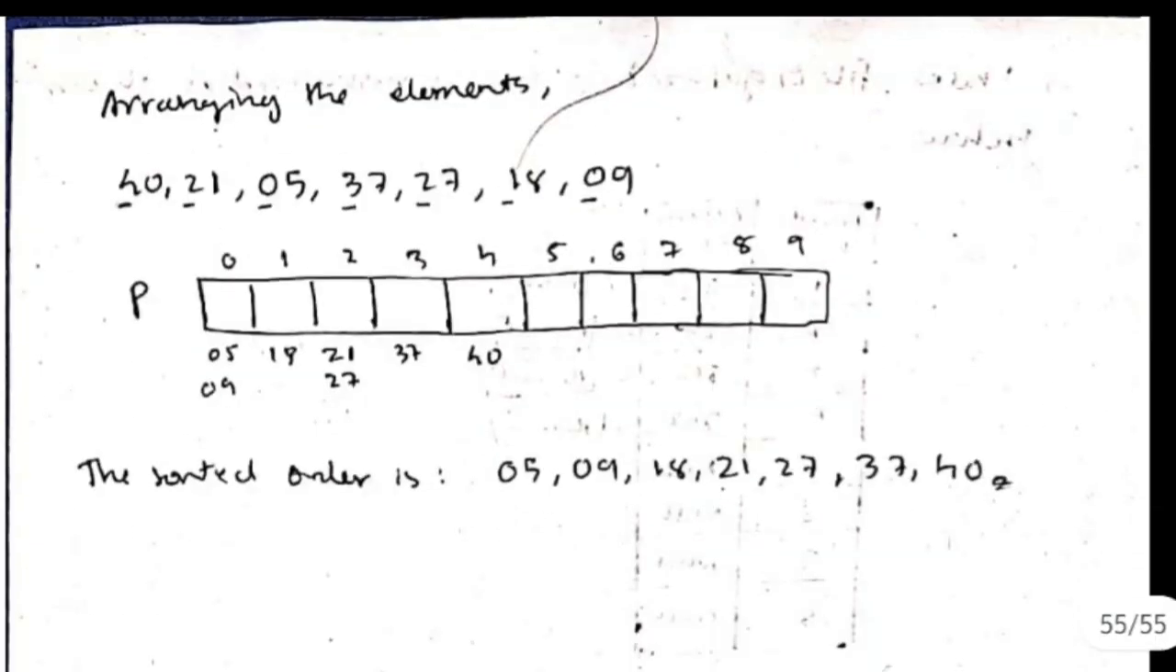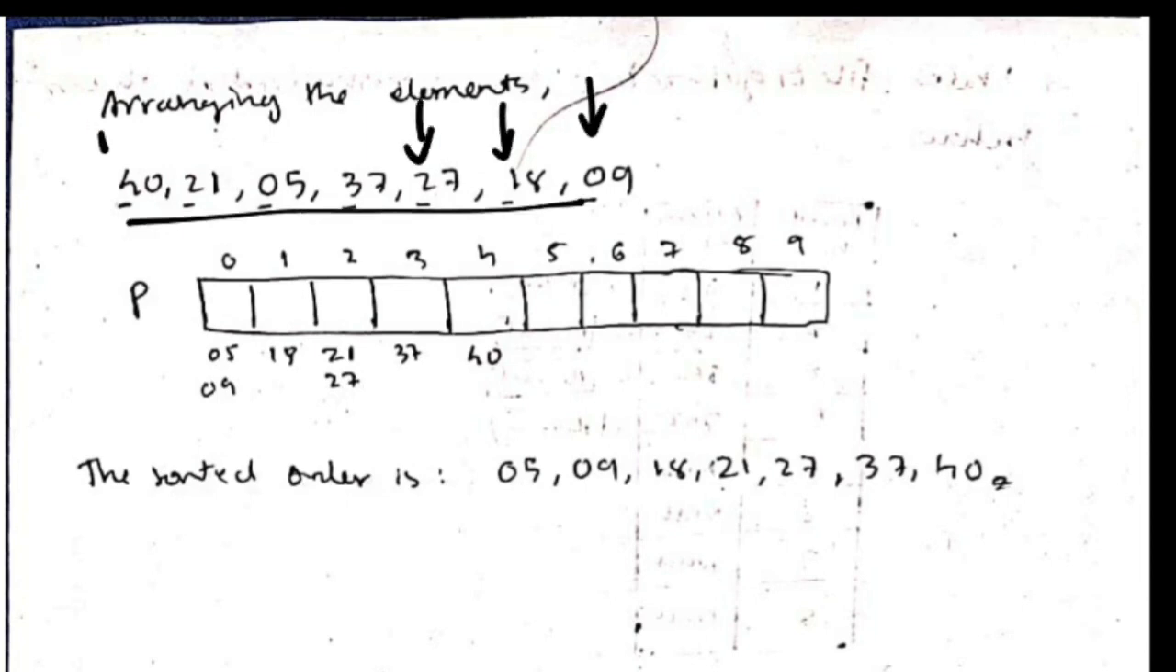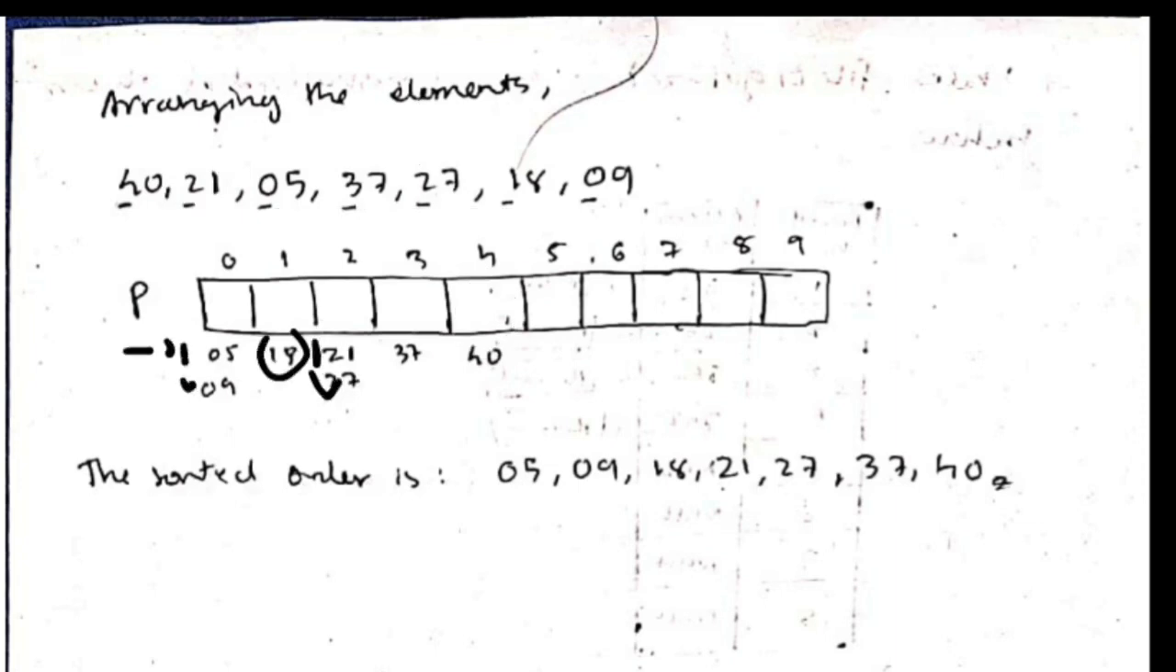So we'll arrange this order, and then we will see the next digit, which is 0, 1, 2, like that. So 40 will be stored at the fourth position, and 21 will be stored at the second position, and so on. After doing that, we'll get the sorted order in this way: 05, then 09, then 18, 21, 27, 37 and 40. This is the ordered way.